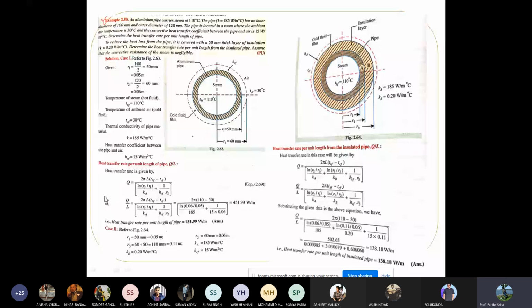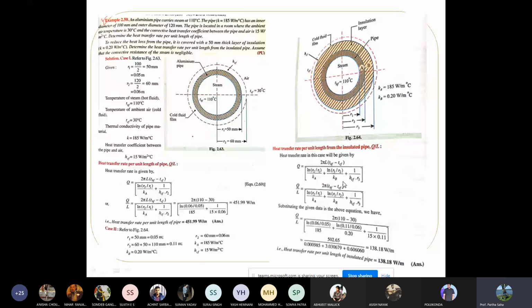Now for case 2, actually you have an insulation. There's an insulation layer. So every other parameter remains constant. R1 remains constant. R2 also remains constant at 60 millimeter, but due to insulation R3 will change. Actually 60 plus 50, because the insulation is 50 millimeter. So it will be 0.11 meter. So all the other parameters remain the same, Ka, Kb and HCF. So then if you put in these values, there will be an extra layer coming due to the insulation.